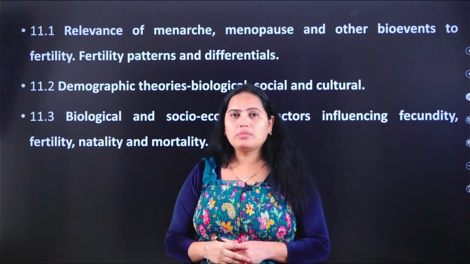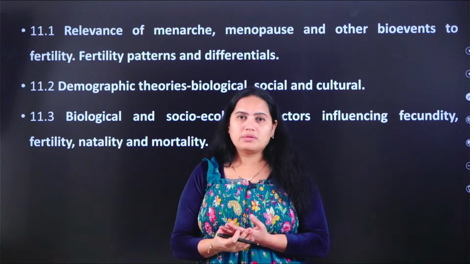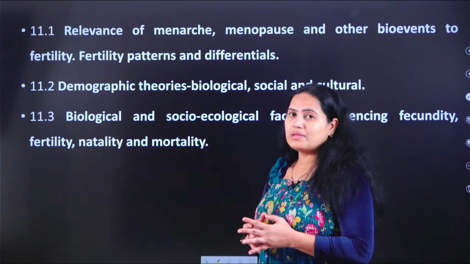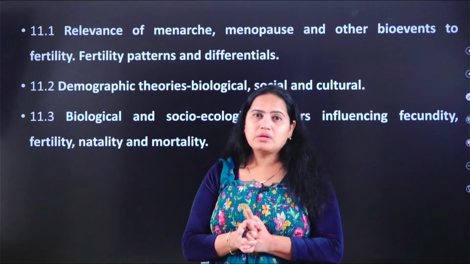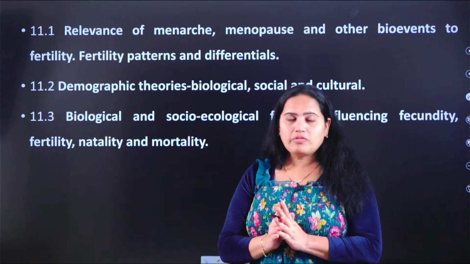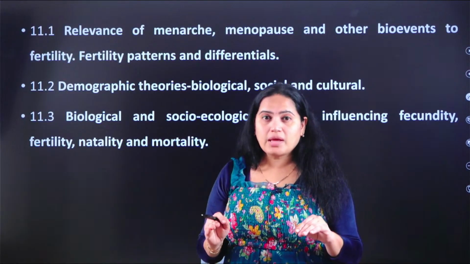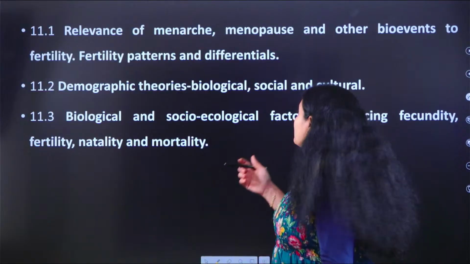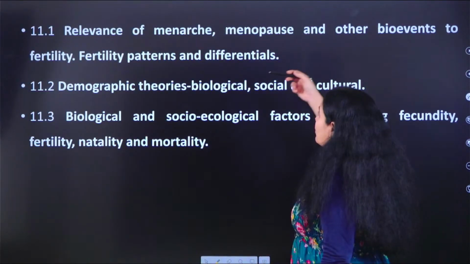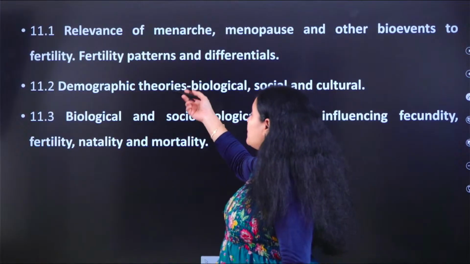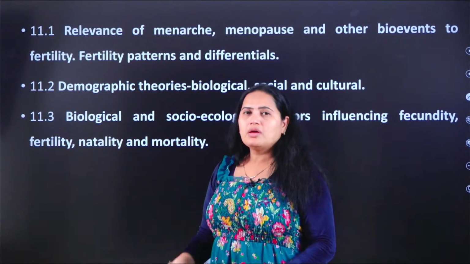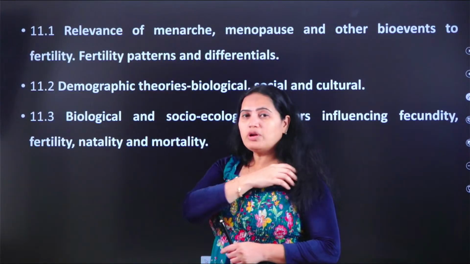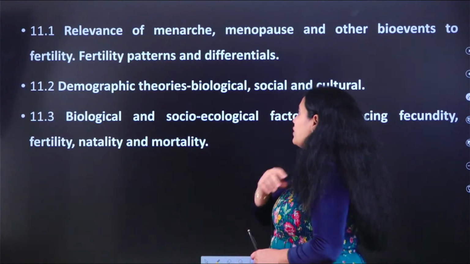And the 11th chapter, 11.1, 11.2, 11.3. 11.1 talks about the relevance of menarche. What do you mean by menarche? The onset of puberty. Okay, menarche and menopause. So in the case of females, what will happen? She will hit her puberty, and then after some period of time she will not be menstruating anymore, that is called the cessation of menstruation, called menopause. And the other bio events which are related, like the fertility patterns, fecundity, we will study in 11.1. And 11.2 talks about the demographic theories.